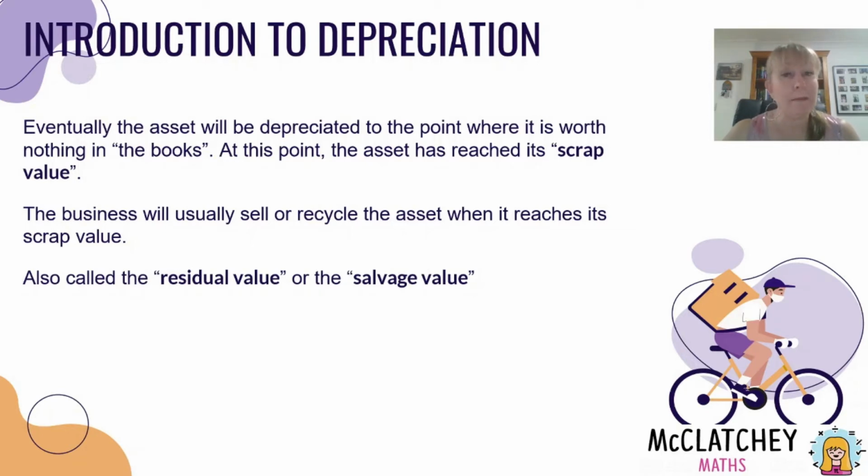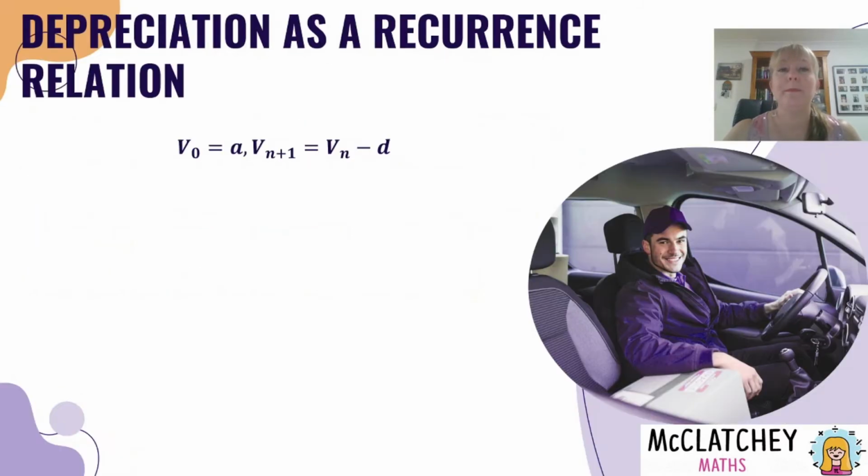It may not always be 0. Sometimes a company might decide that when all their company cars reach the value of $10,000 in the books, they'll sell them. That's their scrap value in that particular context. But if you're not told what that scrap value is, it's assumed to be 0. So we can write this as a recurrence relation.